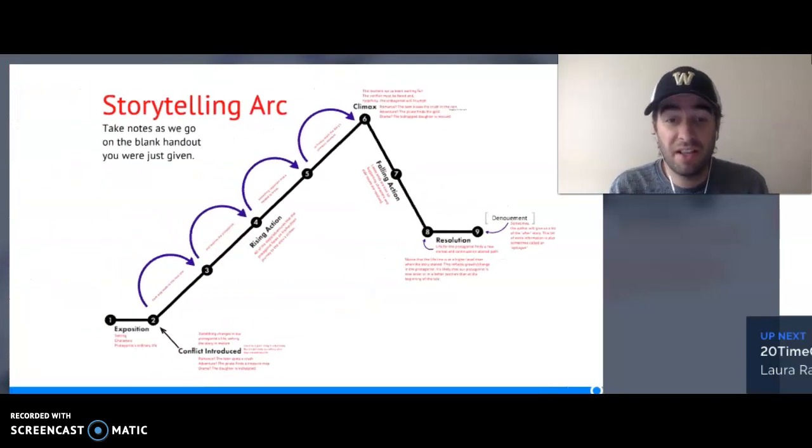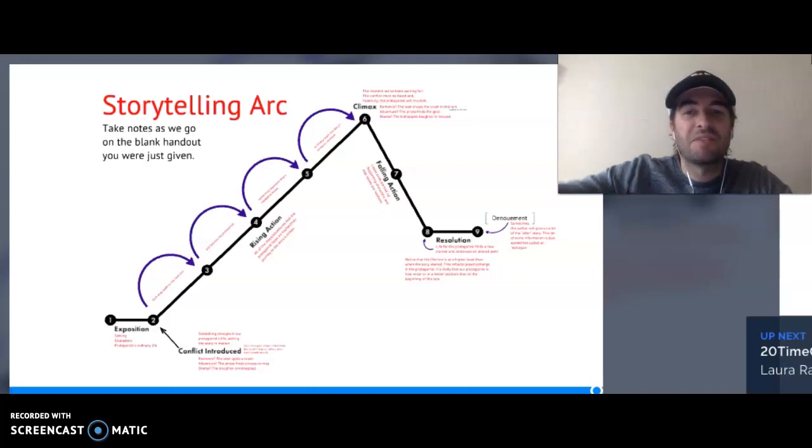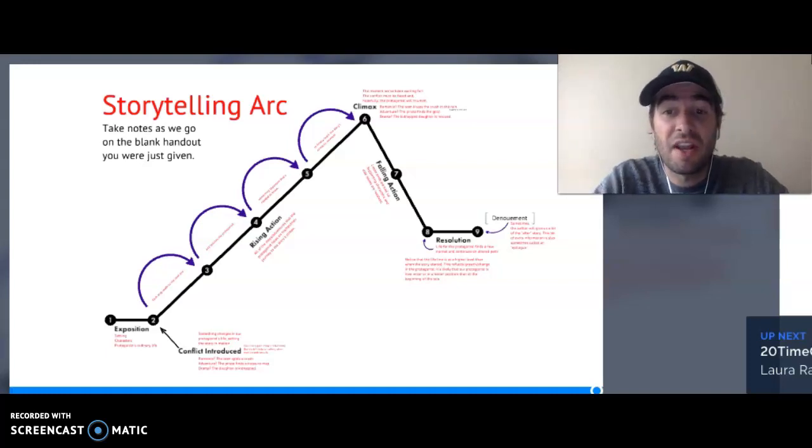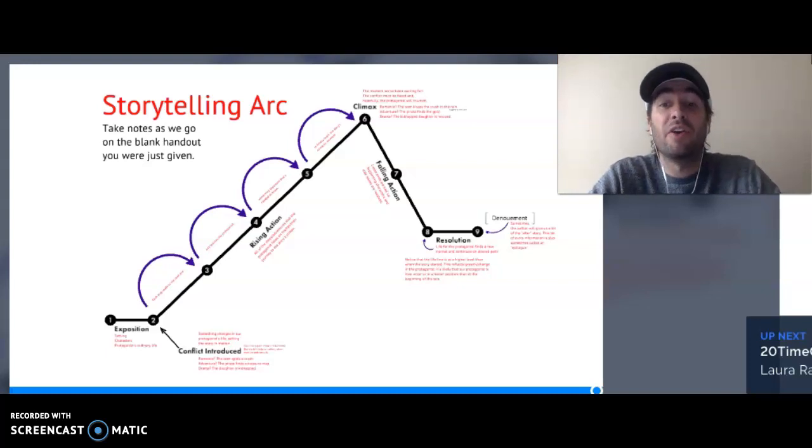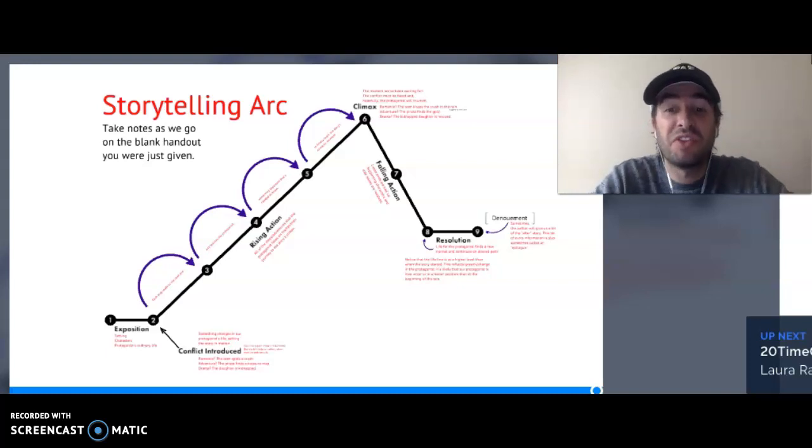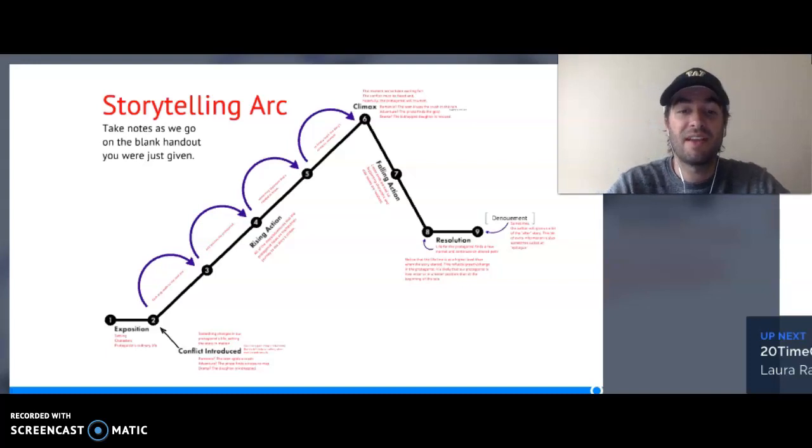So that is the storytelling arc. Your personal narrative is going to follow this storytelling arc. And when you are writing your essay, I really think it'd be a good idea for you to revisit this lecture and just make sure that you have some exposition, you introduce a conflict, then you have some rising action, then you have a climax, then some falling action, and then a resolution, and even maybe a denouement or an epilogue. I really want your personal narrative to follow this structure as best it can.